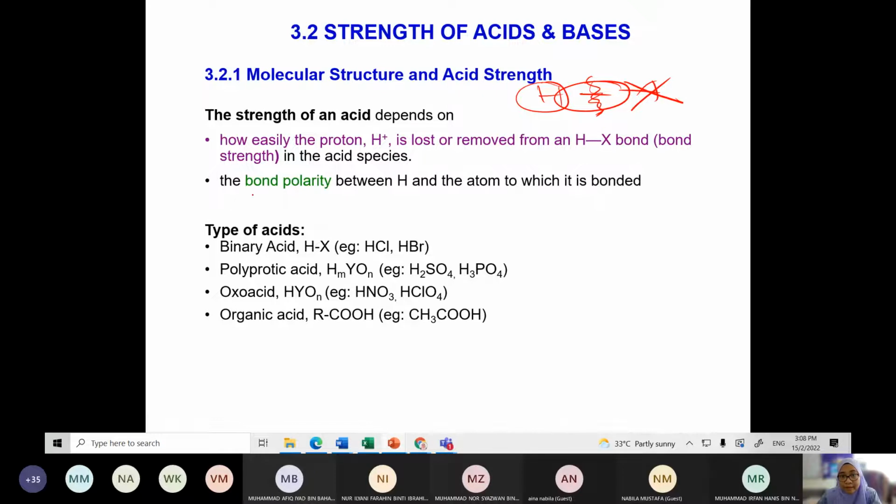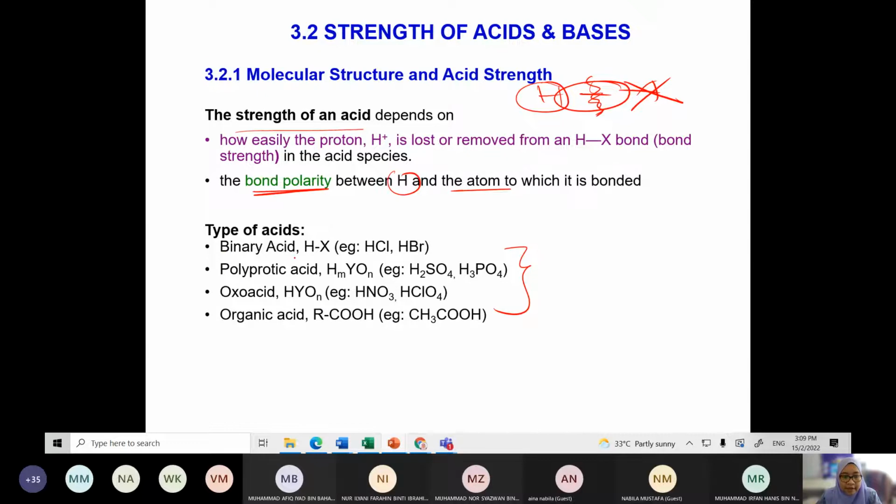The strength of an acid also depends on the bond polarity between hydrogen and the atom to which it is bonded. First, how easily the proton can be removed, and then the bond polarity. These are the two factors that affect the strength of an acid. We have 4 types of acids, and we are going to cover all of them later on.